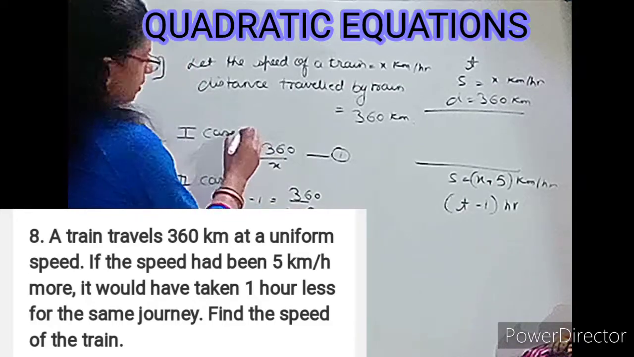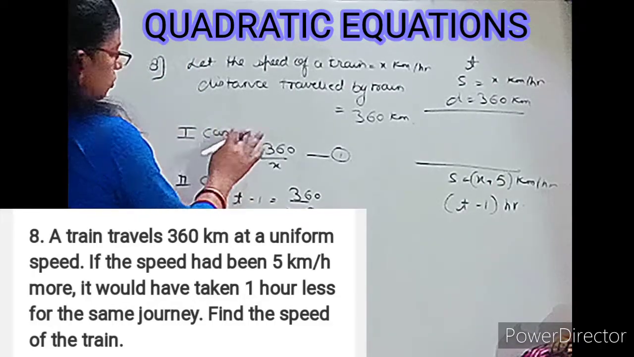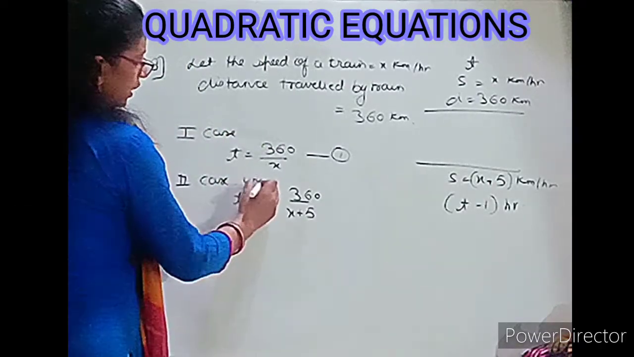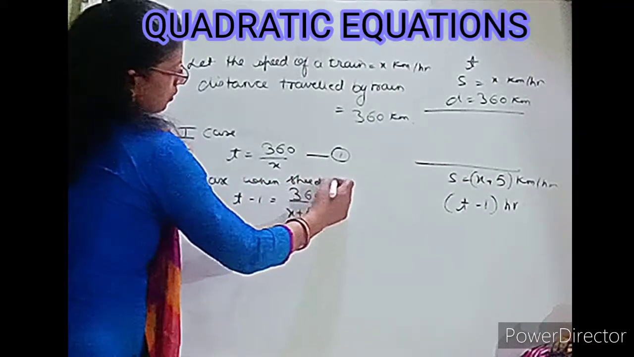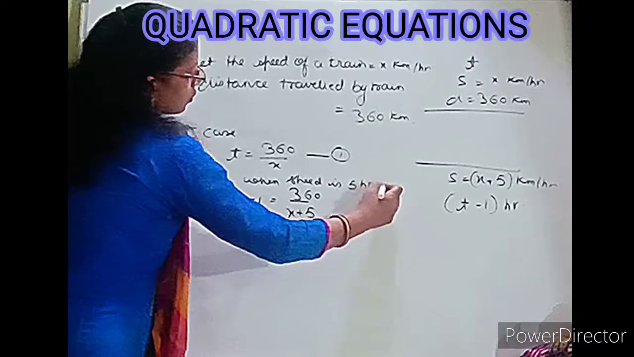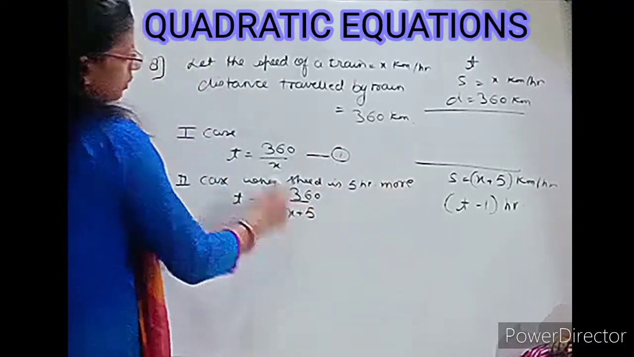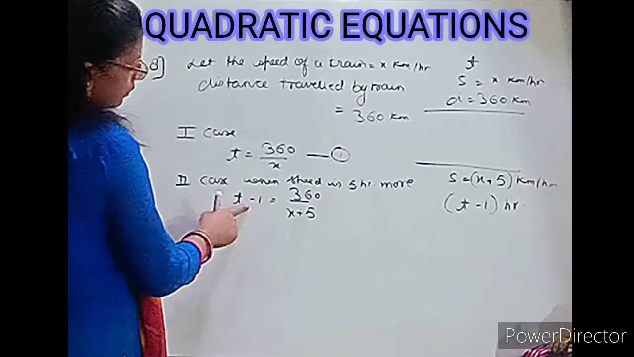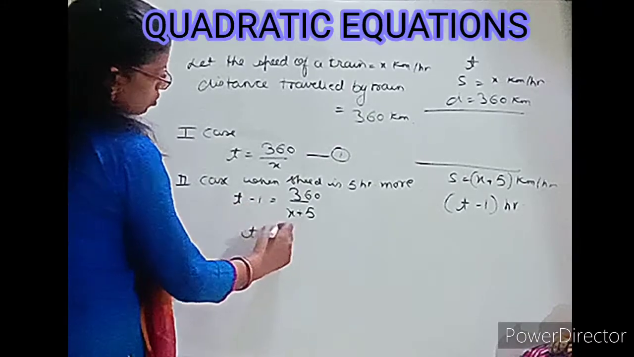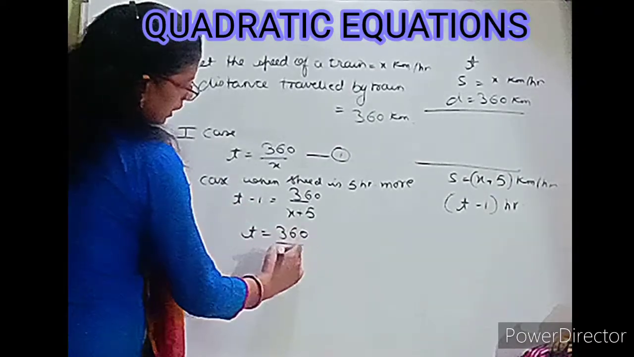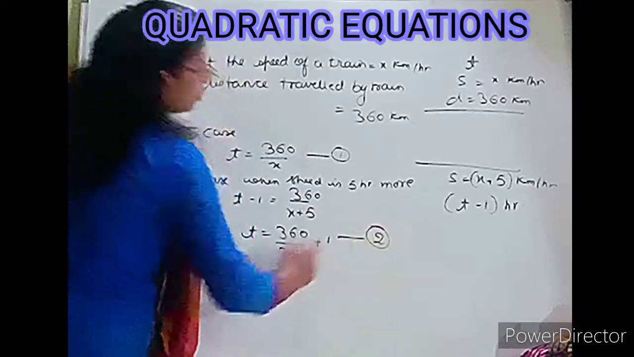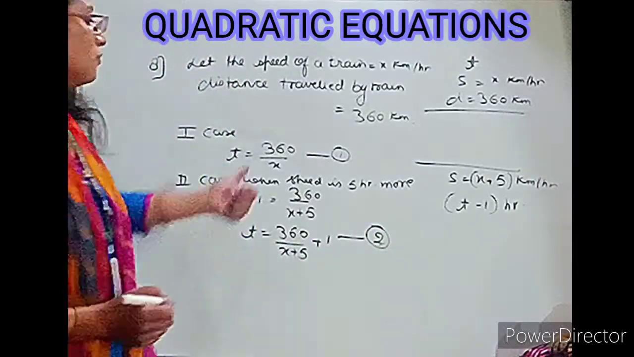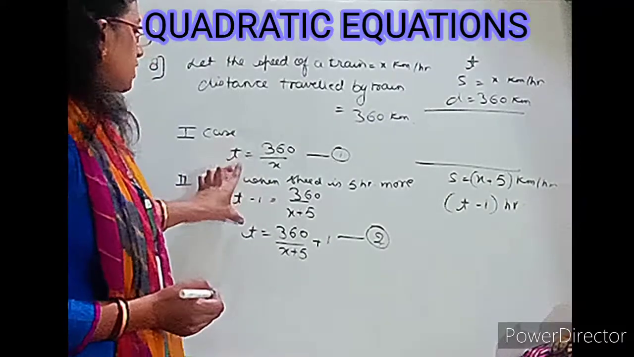Second case, sorry, for the second case, when the speed is 5 km/h more, you will get this. Now you can find t from here: t equals 360 upon x plus 5, plus 1. Equation number 2. Now from equation 1 and 2, the left hand sides are equal, so the right hand sides will also be equal.